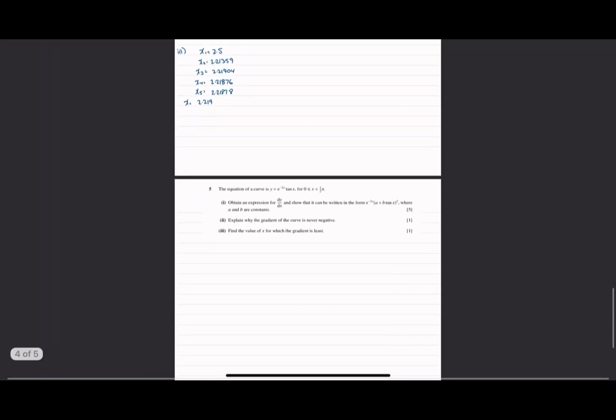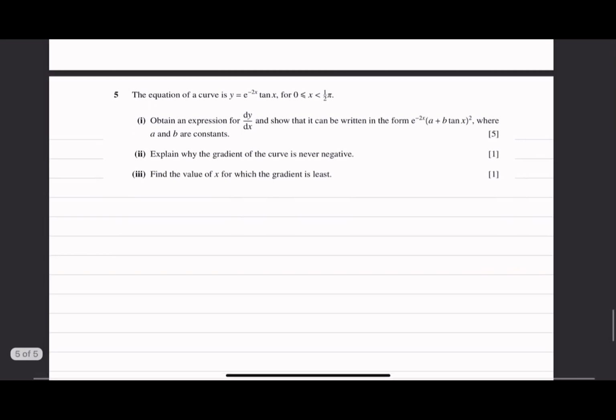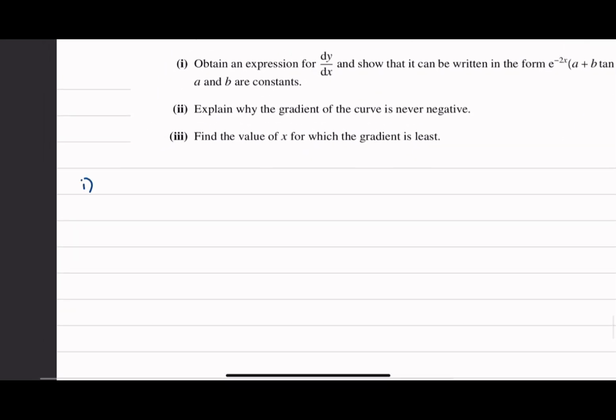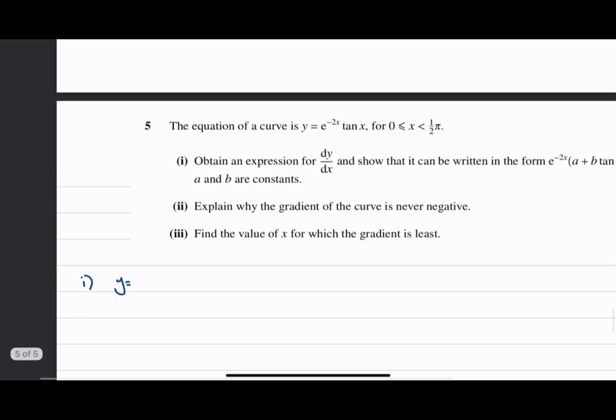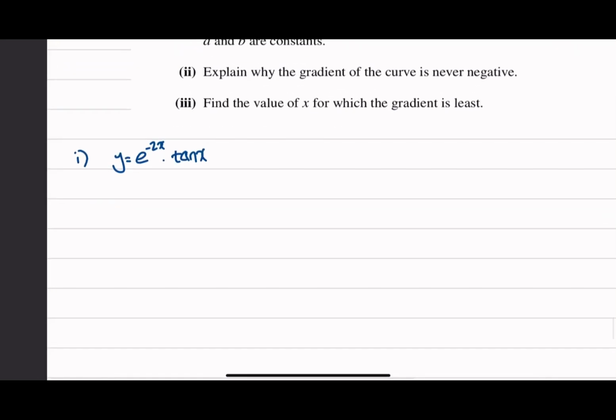Now moving on to question 5. The equation of a curve is y equals e to the power minus 2x tan x for 0 inclusive to 1 over 2 pi. Obtain an expression for dy upon dx and show that it can be written in the form e to the power minus 2x (a plus b tan x) whole squared, where a and b are constants. So for part 1, we just have to differentiate y equals e to the power minus 2x tan x. Since these are two separate functions, we'll use the product rule.